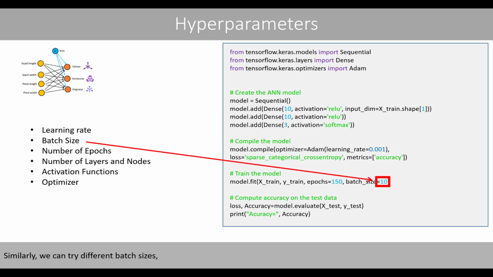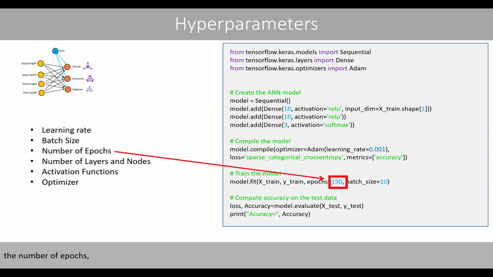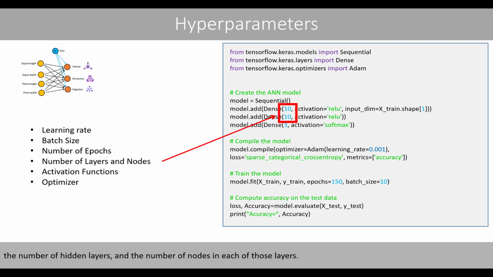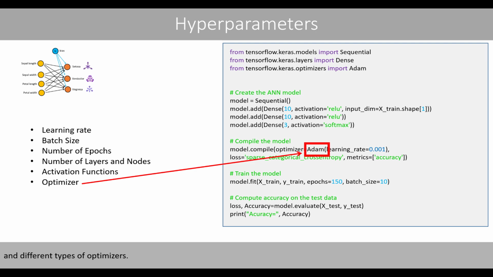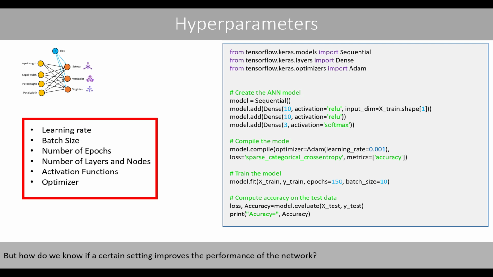Similarly, we can try different batch sizes, the number of epochs, the number of hidden layers, and the number of nodes in each of those layers. We could also try different activation functions in hidden layers and different types of optimizers. But how do we know if a certain setting improves the performance of the network?